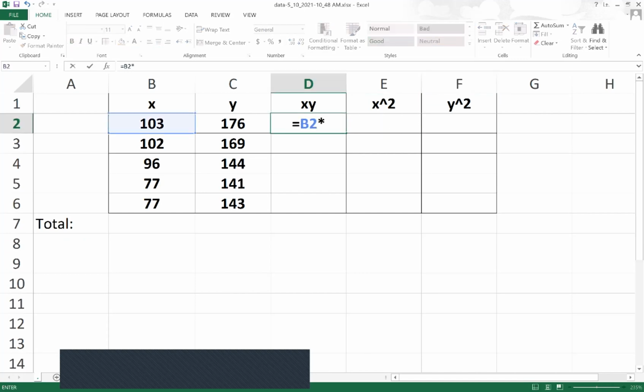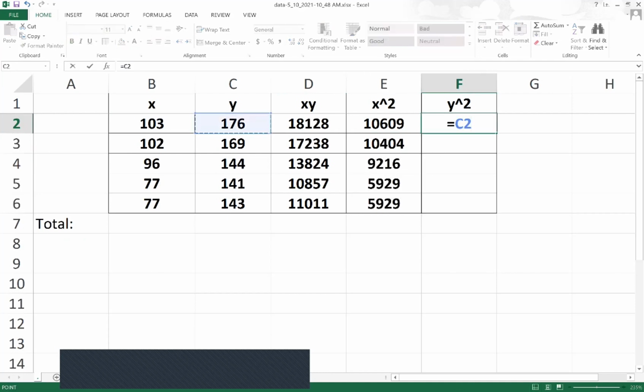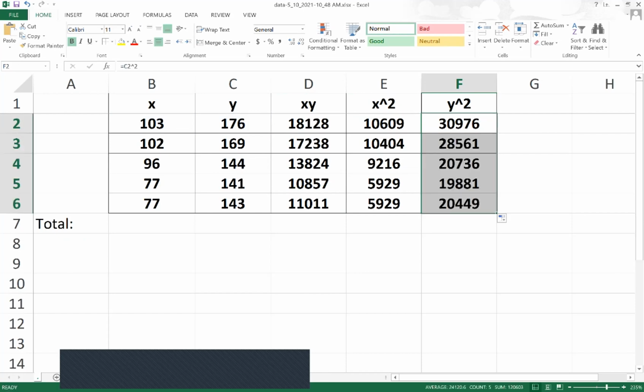So X times Y, that gets each one of them. Get an X squared, and then square the Y, just like we did in your project and your homework assignment. And we sum up each one of them: total, auto sum, total, yeah.